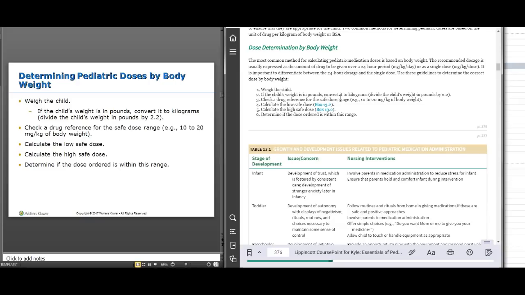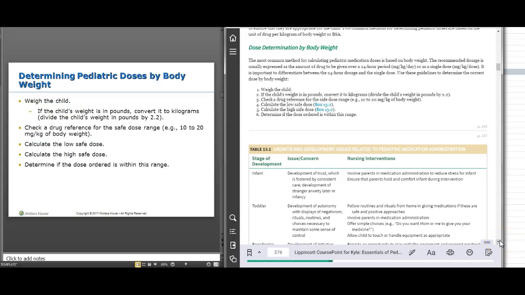So say the low end of the range was 500 milligrams per day, and your child was getting 480 milligrams per day. That's a safe dose, but it's non-therapeutic. Okay, so the answer to that, is this safe, would be yes, it's safe. Okay, so that's determining doses. You're going to be figuring that every day you're in clinical for every one of your meds for your patients.